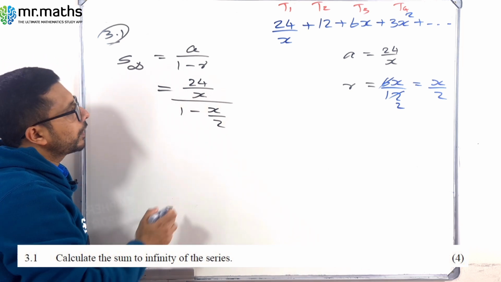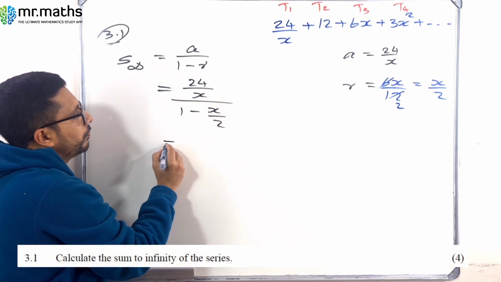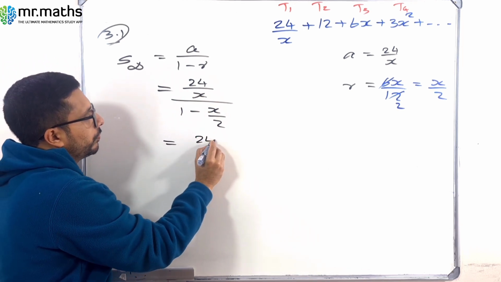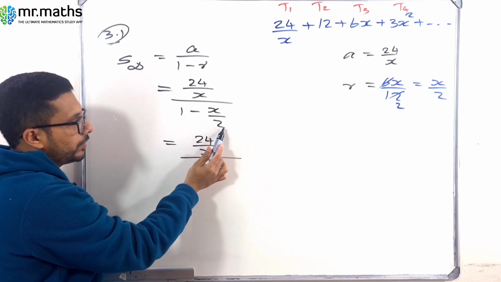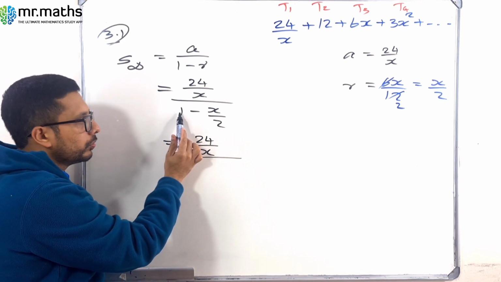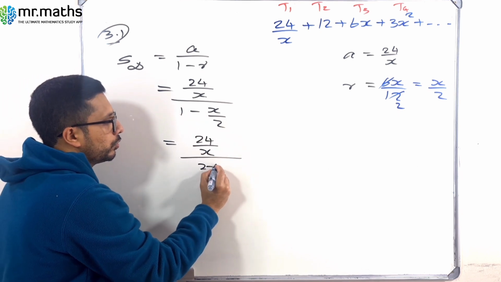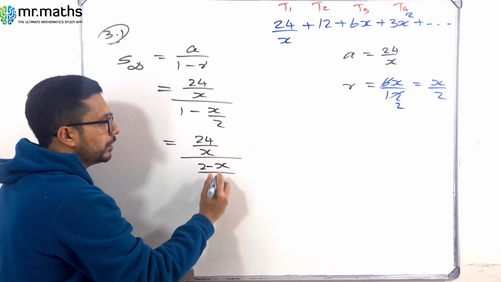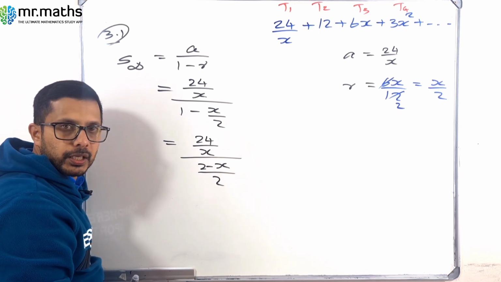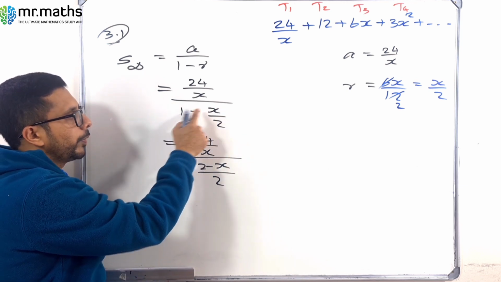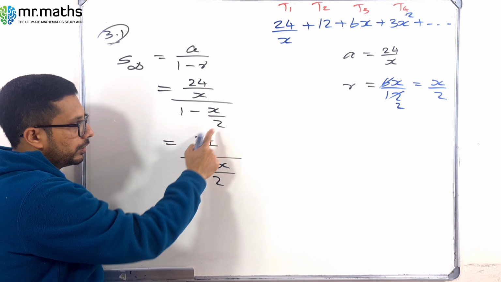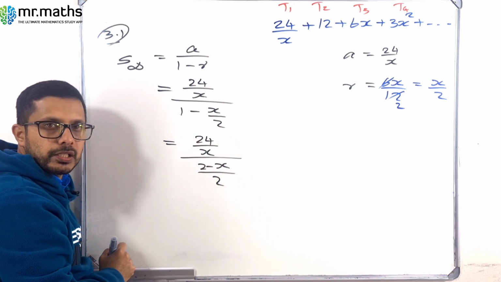Okay, so here this one is 24 by x divided by, we can take the LCM, 2 into 1 is 2, minus x, so it is 2 minus x divided by this denominator. Am I right? Okay, so I took the LCM here. 2 times 1 is 2, 2 minus x is 2 minus x, then the denominator, the LCM, is 2.